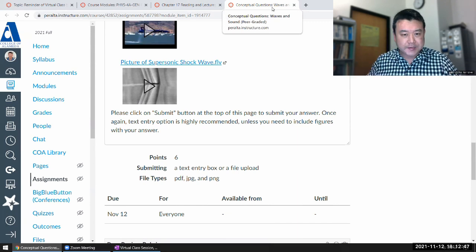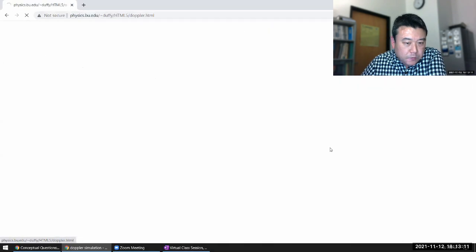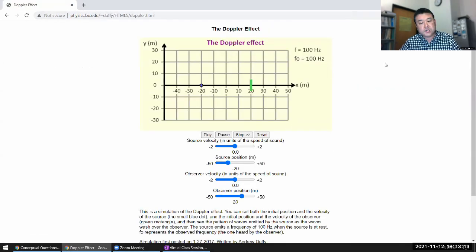As I was preparing for this session, I found a simulation that can be used to illustrate where Doppler shift comes from and what factors affect it. So yeah, it's this one. Let me use this simulation to visualize a Doppler effect.